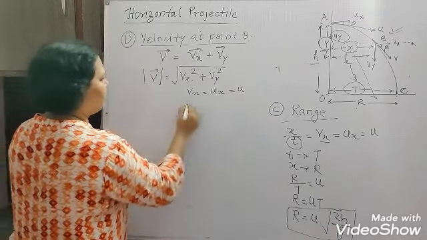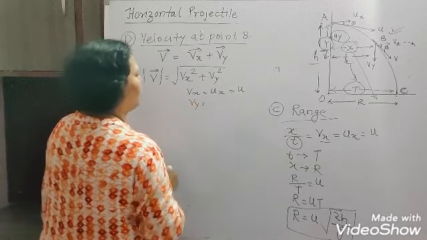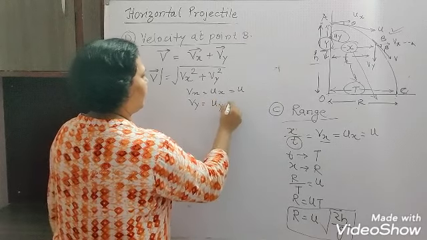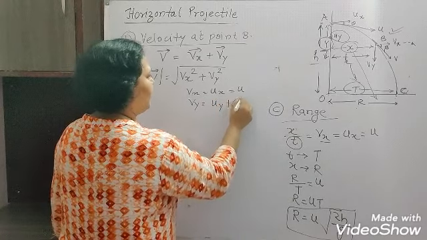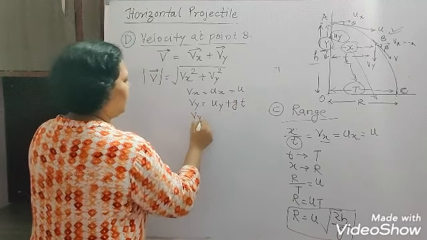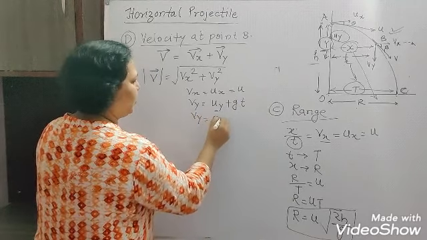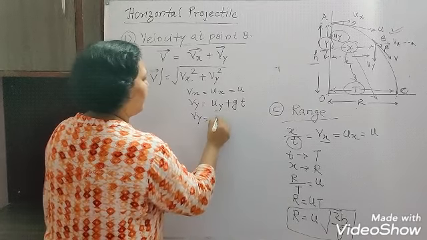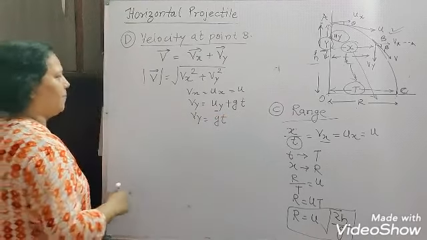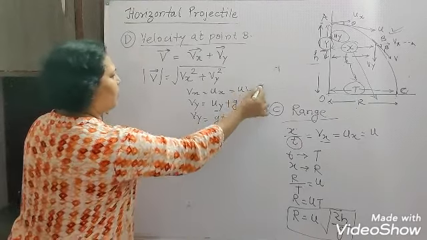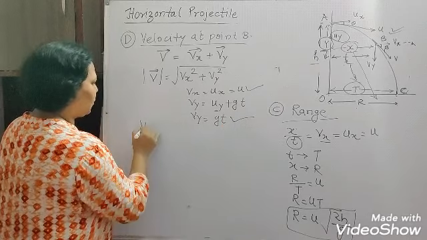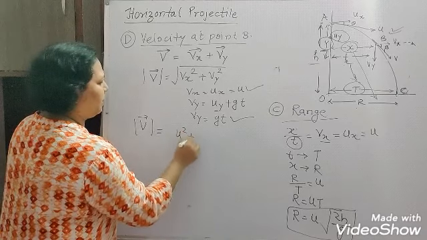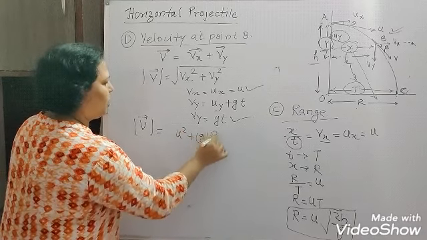Okay, and if we just talk about vy, the velocity in the vertical direction, we have also learned that it is equal to uy plus gt. But you will see that this uy is 0 here, so this is only gt. So simply we can write here vy is equal to gt. Now put this value here of vx and vy. So the resultant velocity is equal to root of u square plus gt the whole square.